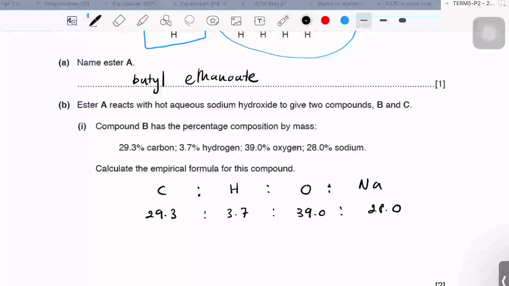Then we need a periodic table because we are finding the mole ratio of atoms now. When we find the mole ratio, we divide the mass percentage by the atomic mass of each atom. So what's the atomic mass of carbon? 12. So you divide this by 12, and this one by 1. Hydrogen's atomic mass is 1. Oxygen is 16. Sodium is 23. So divide each one's percentage by mass by its atomic mass. Now take the calculator.